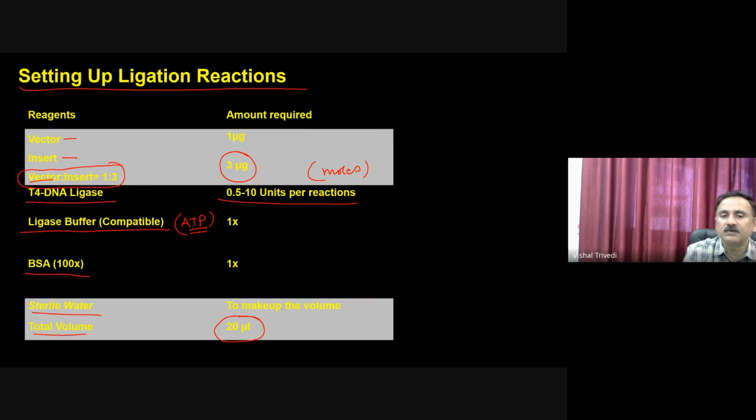And how are we going to set up the reactions? So number one, you're going to take the water. Number two, you're going to take the ligase buffer. Then you are going to take the BSA. You're going to take the enzyme. You are going to take the vector and insert, right? And in some cases, what we do is we heat up the reactions so that the DNA forms single-stranded DNA, and then we cool down, and that actually promotes the ligation reactions.